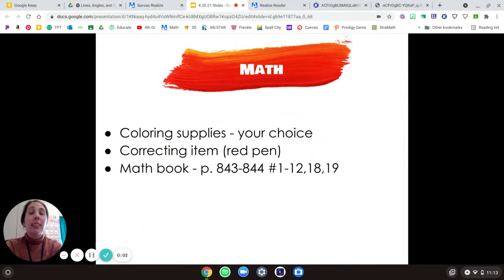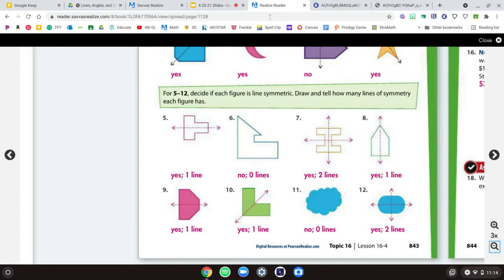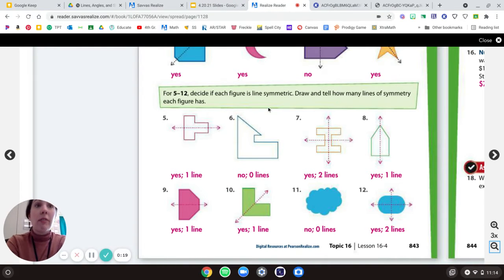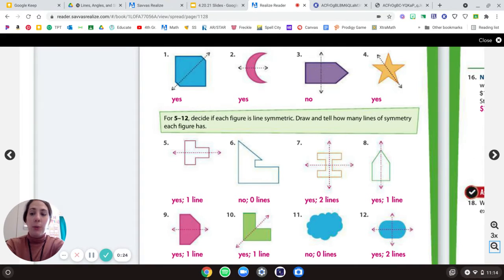Hi, fourth grade friends. Today for math, you're going to need your coloring supplies, your choice of coloring supplies, a correcting item like a red pen, and your math book, okay? So, to get started, we're going to start correcting our homework, okay? So, on page 843 first, and then we'll look over 844. You needed to answer 1 through 12.